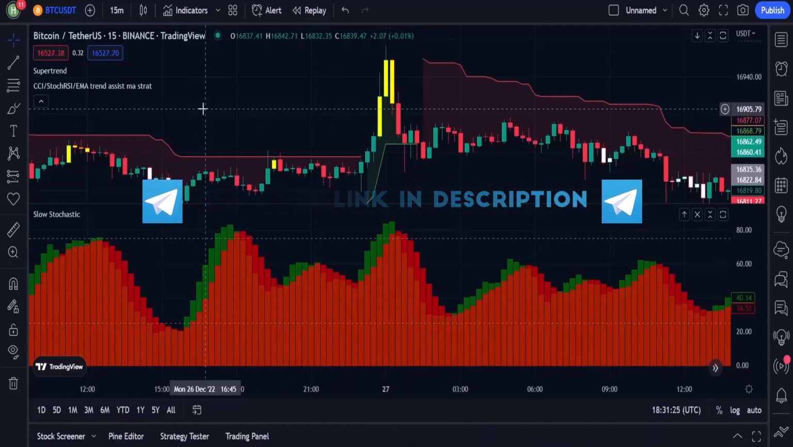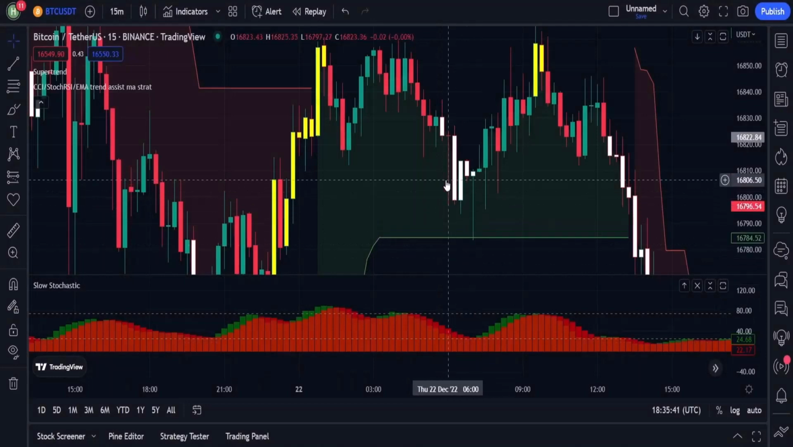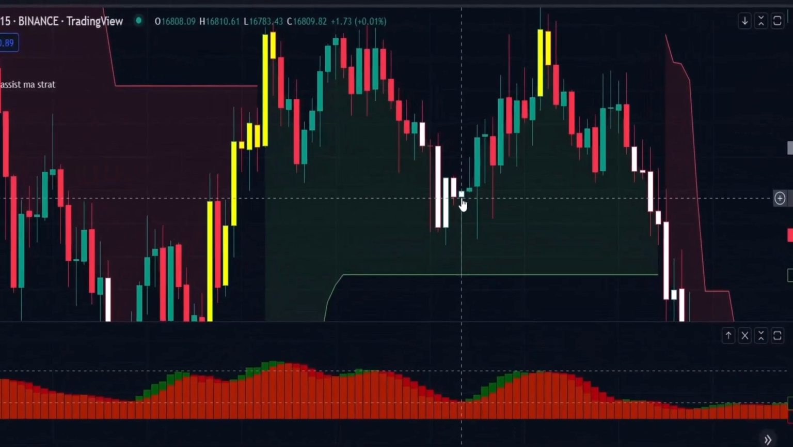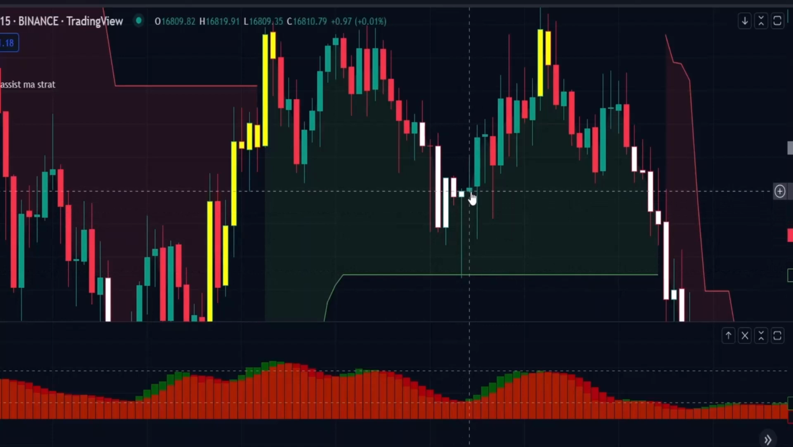Now let's go through one more example for both buy and sell trade. Here is a good example of a buy trade. We can see here we got a white candle, and it is present above the green line of the super trend. And after this white candle, we got a bullish candle.